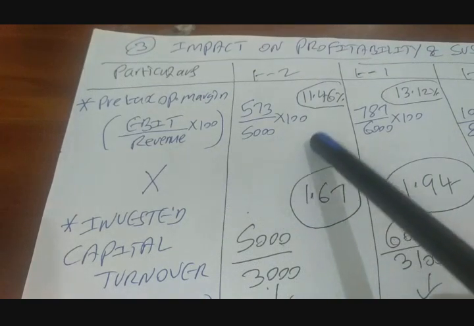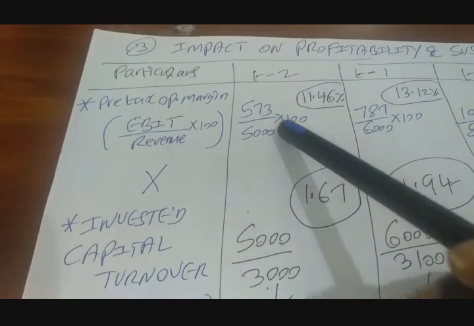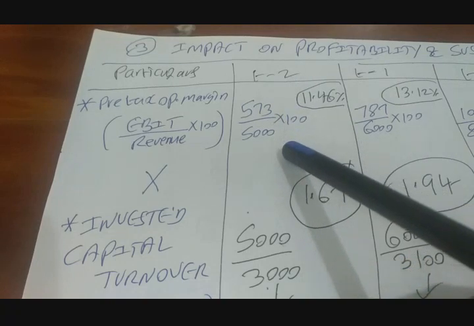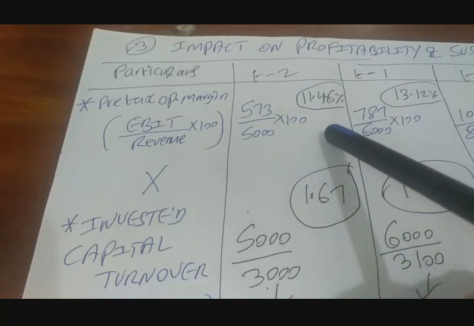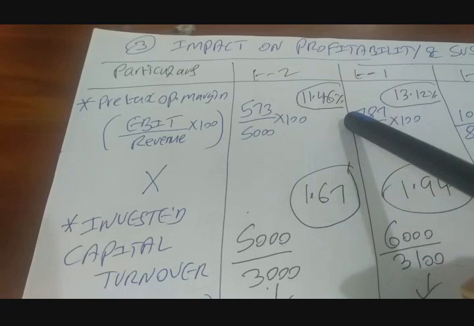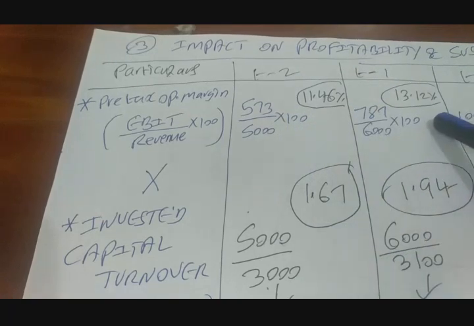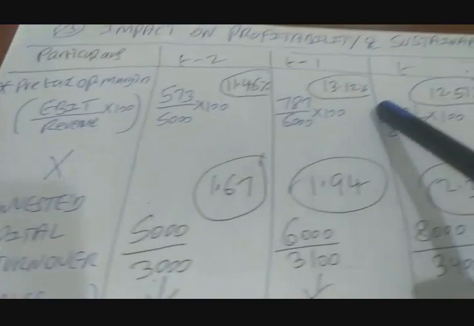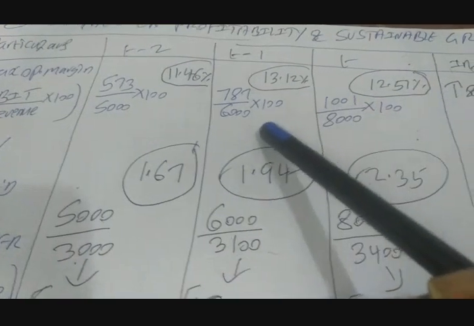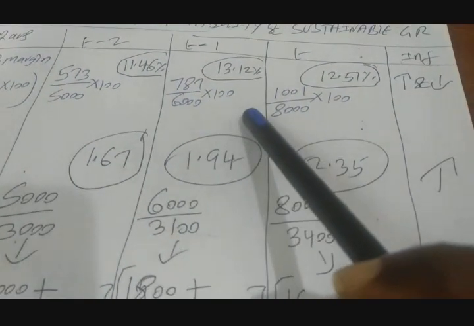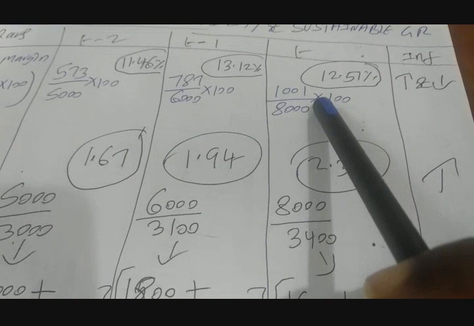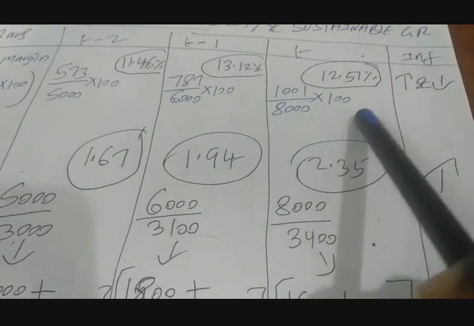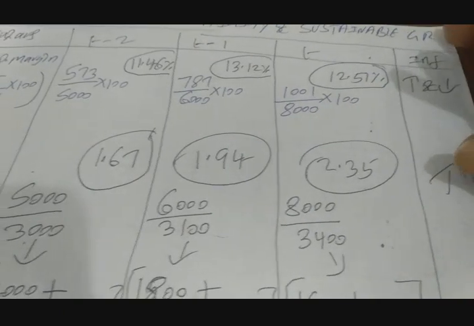So EBIT by revenue multiplied by 100 is going to give you your pre-tax operating margin. For the year T minus 2, it is going to be 573 by 5000 multiplied by 100, which gives us a margin of 11.46%. For the year T minus 1, it is going to be 13.12%, 787 divided by 6000 multiplied by 100. For the year T, it is going to be 1001 divided by 8000 multiplied by 100. If you want to go to the income statement, I can take you. There is no problem.